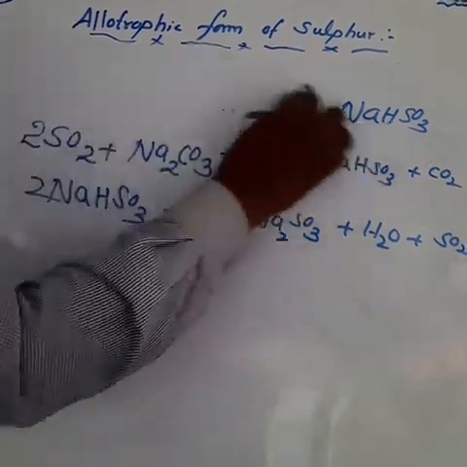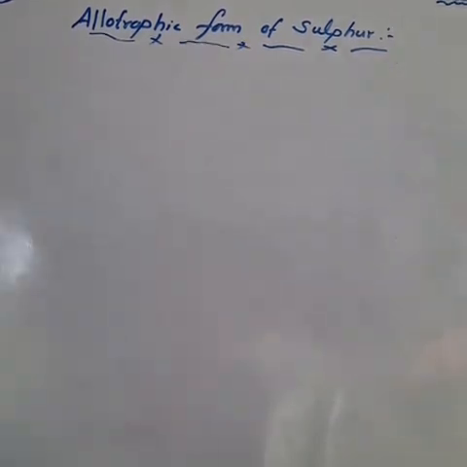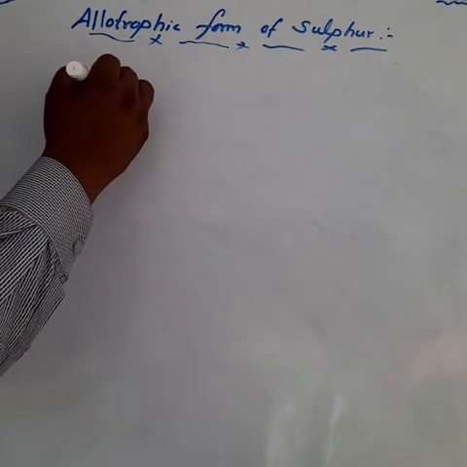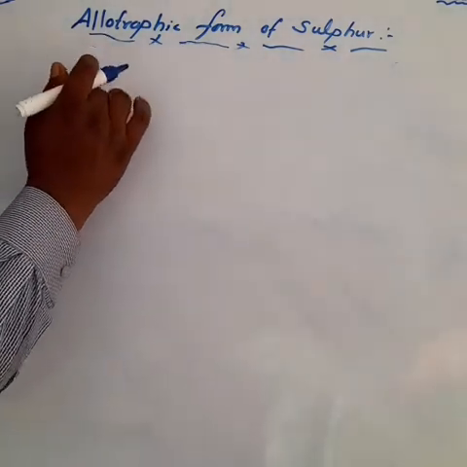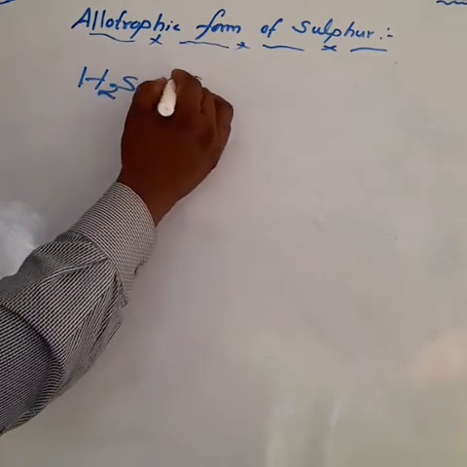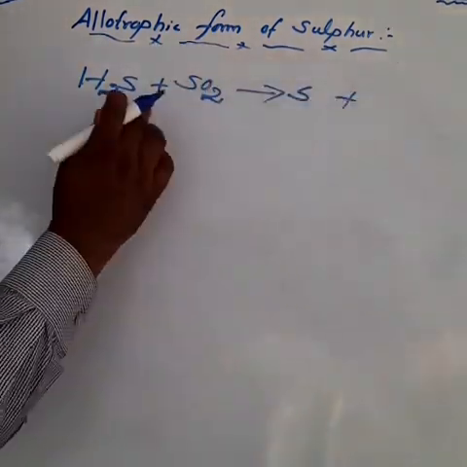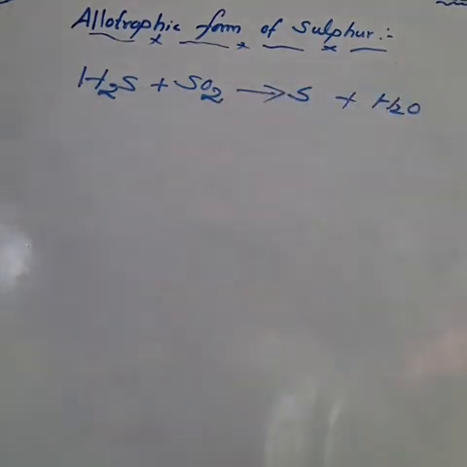Sulfur dioxide has a very good property. It is also an oxidizing property. And also one more, it is also a reducing property. Sulfur dioxide is easily reduced to sulfur. For example, I am taking 2 equations. Hydrogen sulfide. What is the formula of hydrogen sulfide? H2S. On reacting with sulfur dioxide SO2 we get sulfur, and hydrogen combines with oxygen we get water molecules. How can you balance the equation?